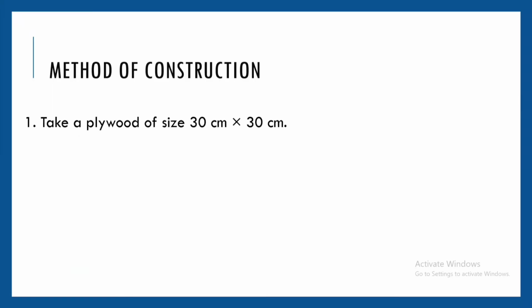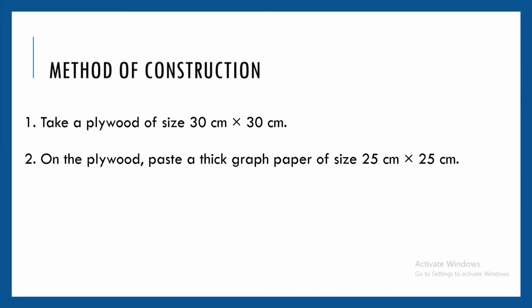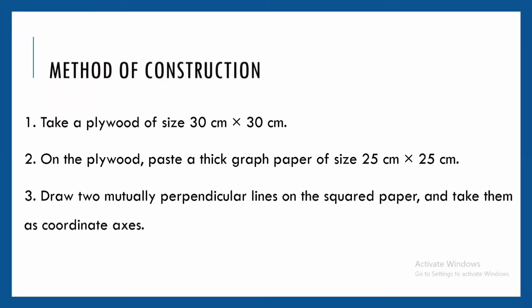You need to take a plywood of size 30 centimeter by 30 centimeter. On the plywood, paste a thick graph paper of size 25 centimeter by 25 centimeter. If you do not have a graph sheet of that size, you can join two graphs, or you can reduce the scale of the graph. Draw two mutually perpendicular lines on the squared paper, take them as the coordinate axes, and graduate the two axes as shown in figure 1.